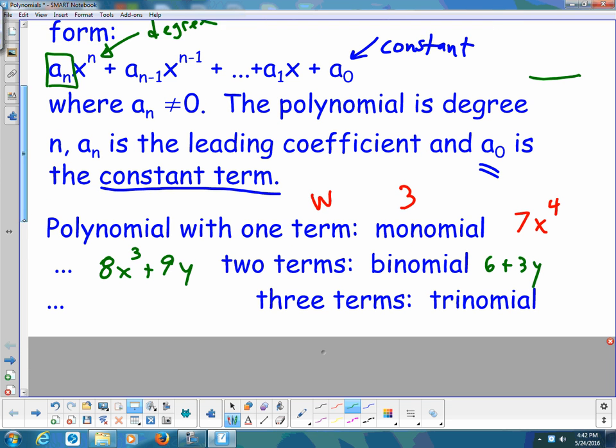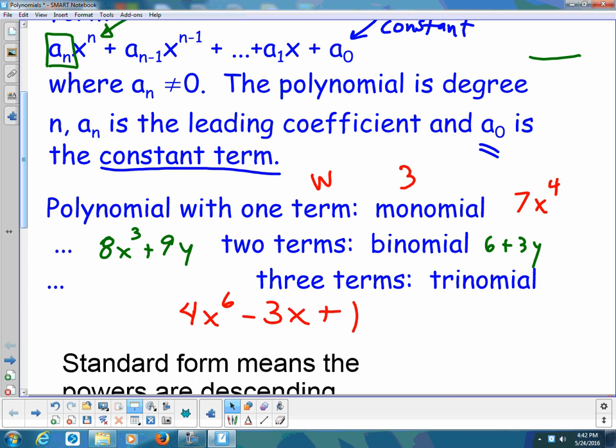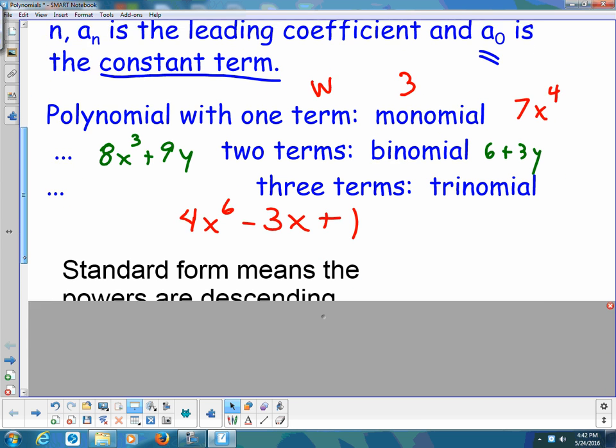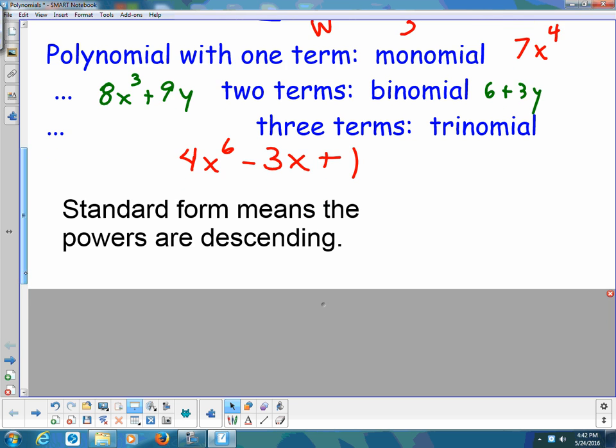If you have three terms, that's known as a trinomial. So that, for example, might be something like 4x to the 6th minus 3x plus 1. That would be an example of a trinomial. Now, if we put a polynomial in standard form, that means that the powers are descending.